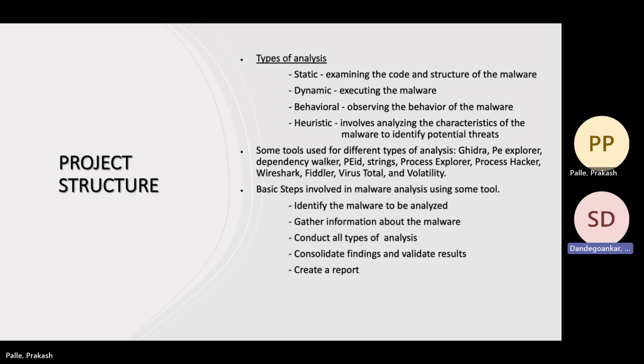There are basically four main types of analysis methods for malware. Those are static, dynamic, behavioral, and heuristic. In static analysis, we just examine the code. We won't be executing it. We will examine the code, and we will come to know the structure of the malware that has been used.